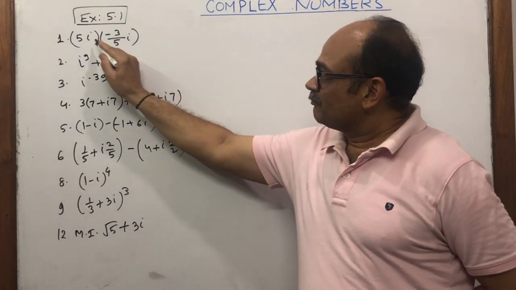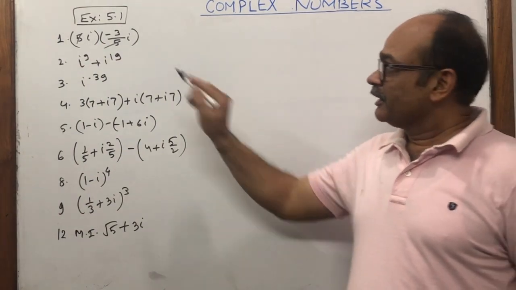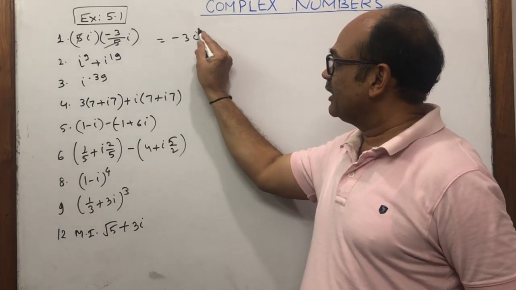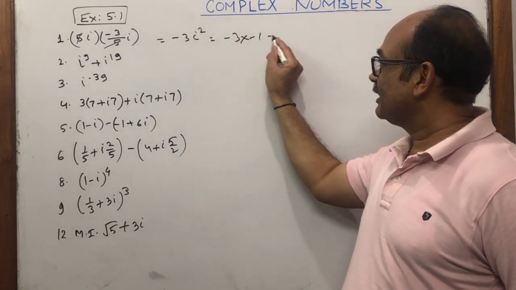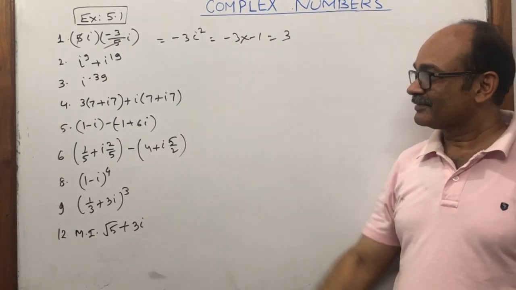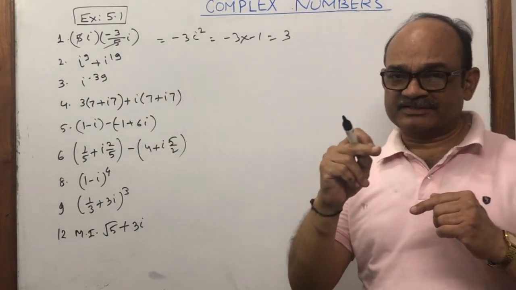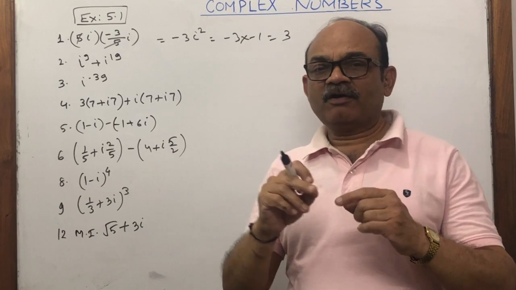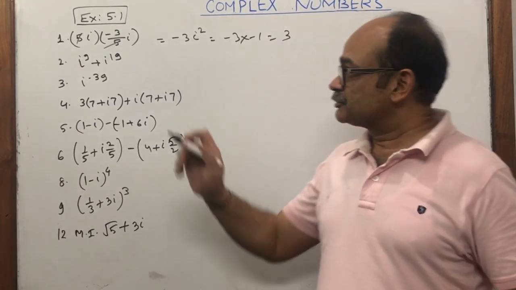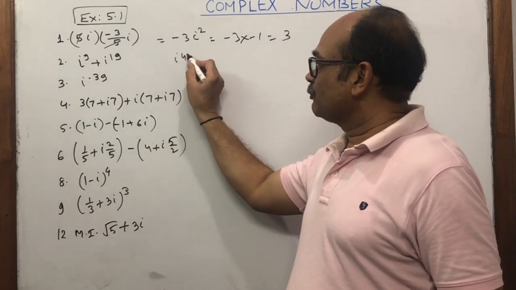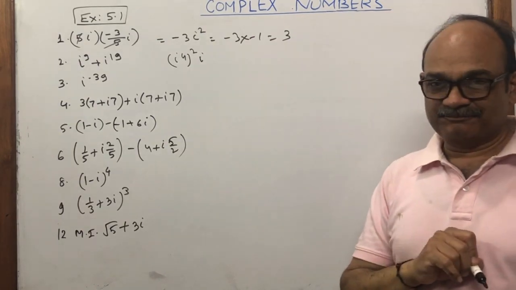First, multiplication of these two. See, 5 and 5 cancel out. It will become minus 3 iota square. What is iota square? Minus 1. Answer is 3. Second, iota to power 9. You know iota to power 4 is 1, iota to power 8 is 1. All multiples of power 4 give 1. So we can write it as iota 4 to power 2, that is 8, and 1 iota extra.